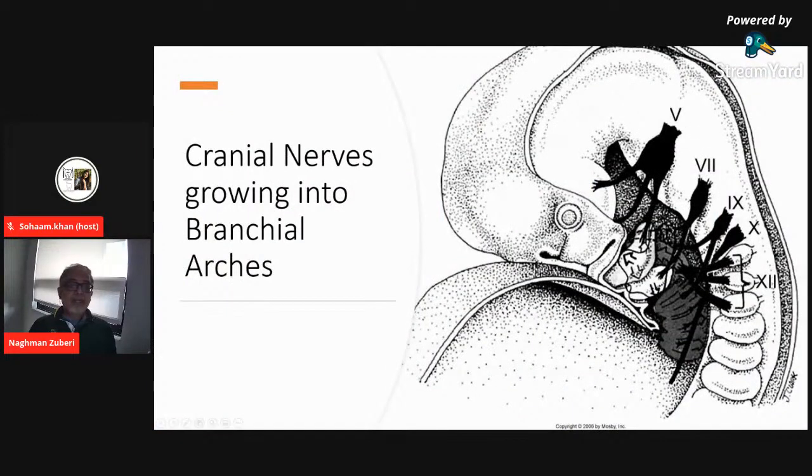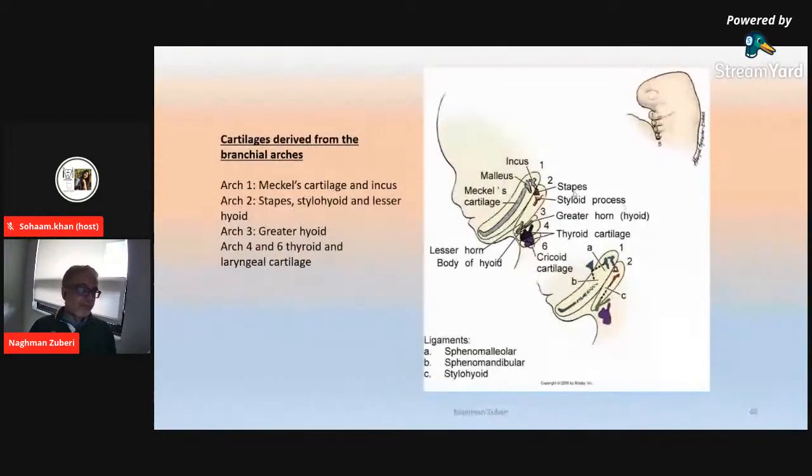Now the cranial nerves start growing into the branchial arches. The first arch is innervated by the trigeminal nerve. The second arch is innervated by the facial nerve, and then the glossopharyngeal nerve.